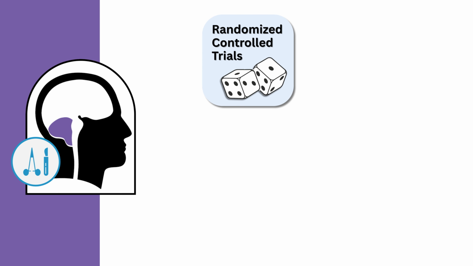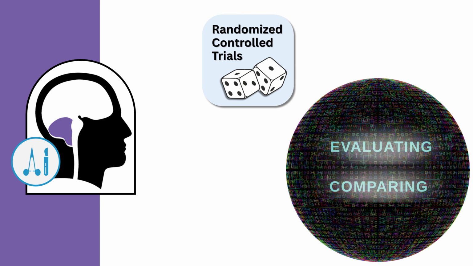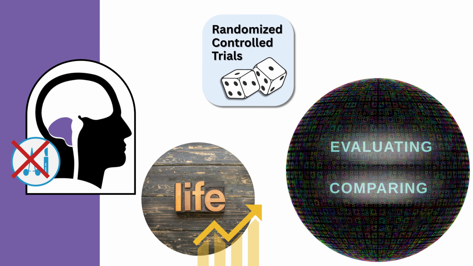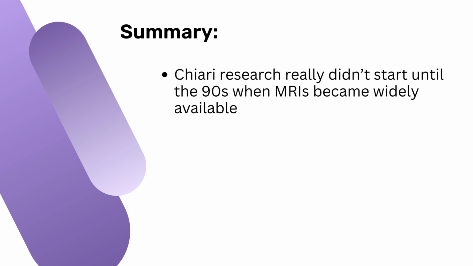When it comes to Chiari surgery, ethical reasons understandably make these types of trials difficult. But there is also a large void when it comes to evaluating and comparing non-surgical interventions to improve Chiari patients' quality of life. To summarize, Chiari research really didn't start until the 90s when MRIs became widely available.